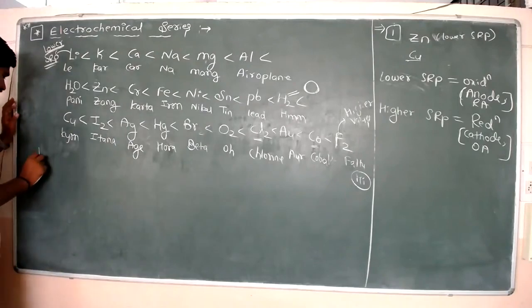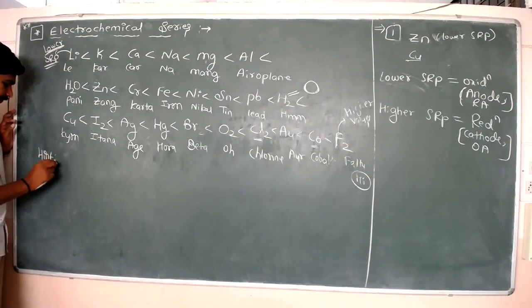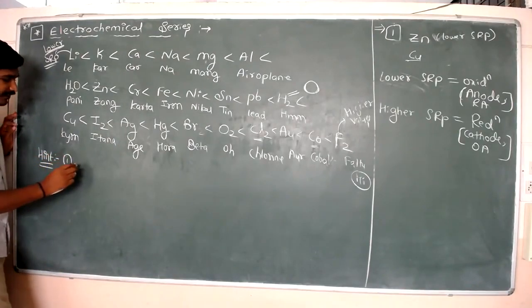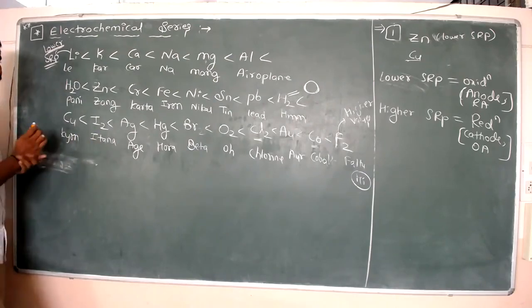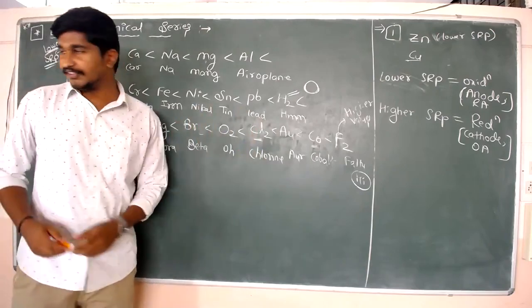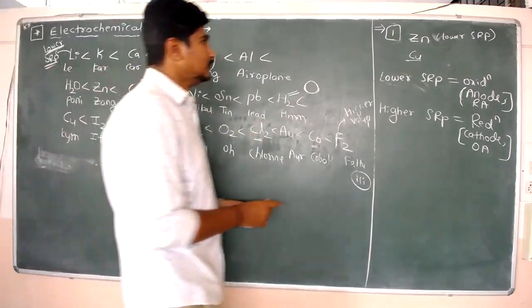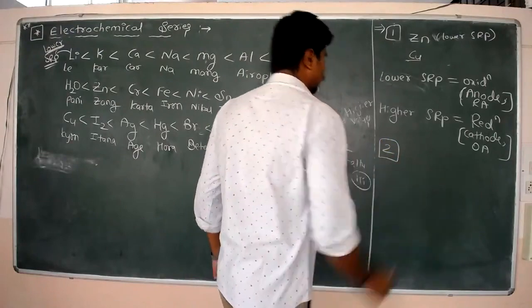Right now, the first hint is over. I am writing the hints here. The first hint, for solving problems, is lower SRP. I will write it at the end. No problem. After doing this, I will give all the hints. Now, the second one.